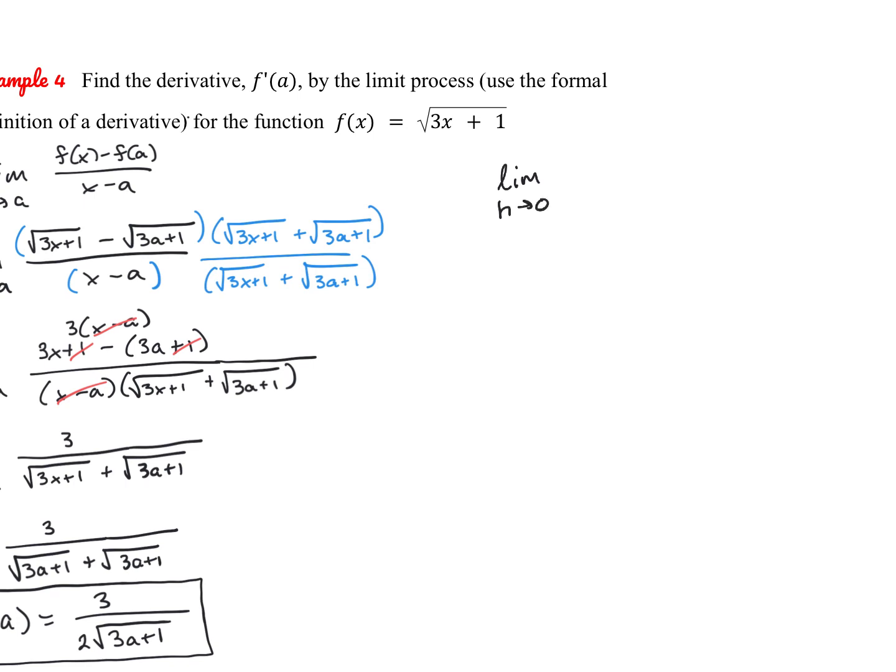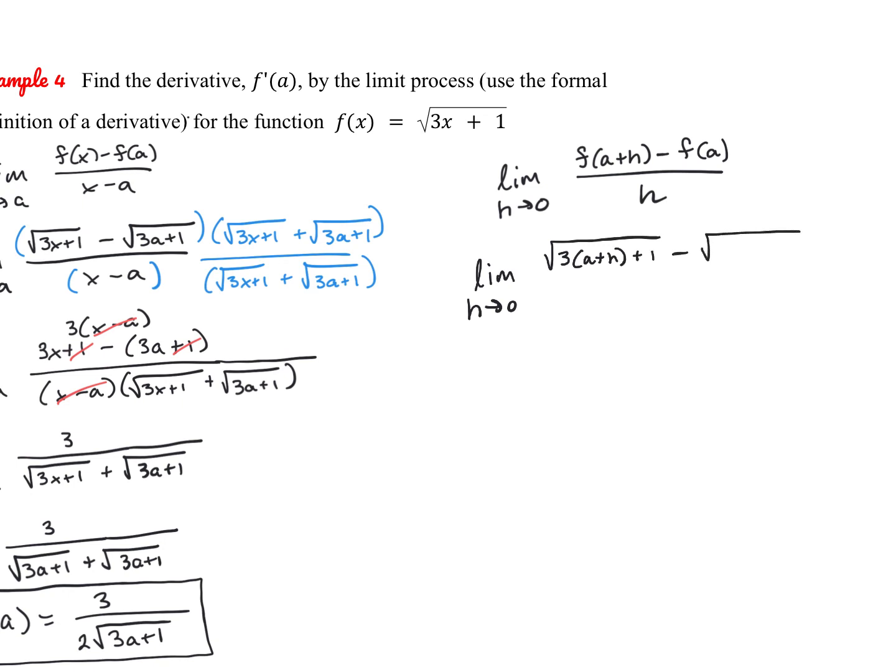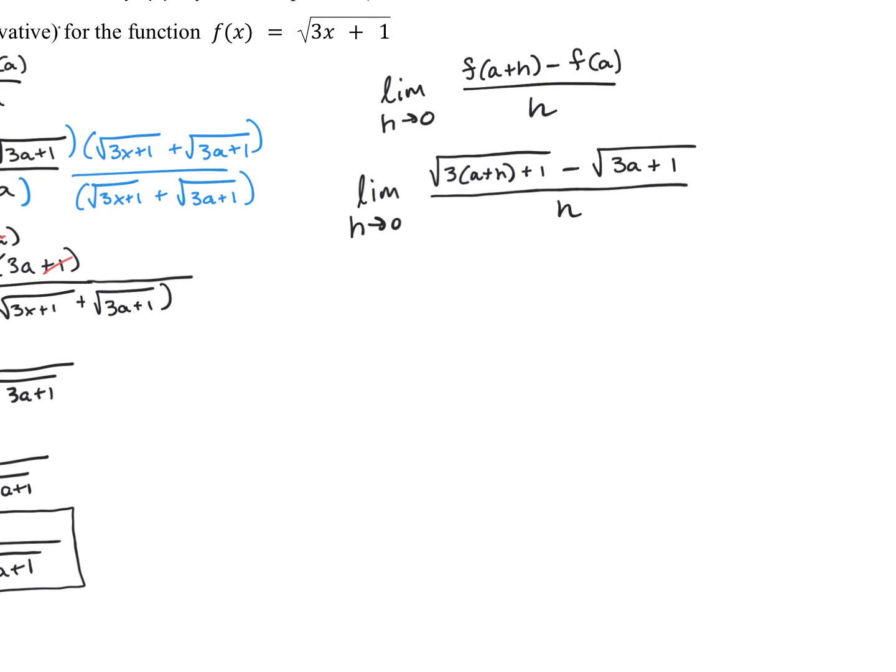So the limit as h approaches 0 of f of a plus h minus f of a all over h. Remember, it becomes a plus h minus a, so just the h. So here we have the limit as h approaches 0. F of a plus h gives us the square root of 3 times a plus h plus 1 minus f of a, which is the square root of 3a plus 1 all over h. So for this one, we'll have the limit as h approaches 0.